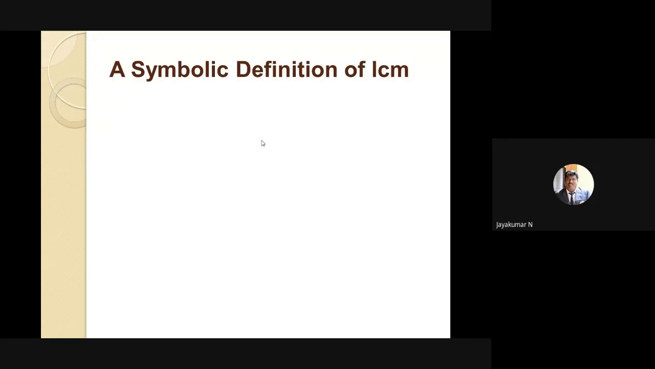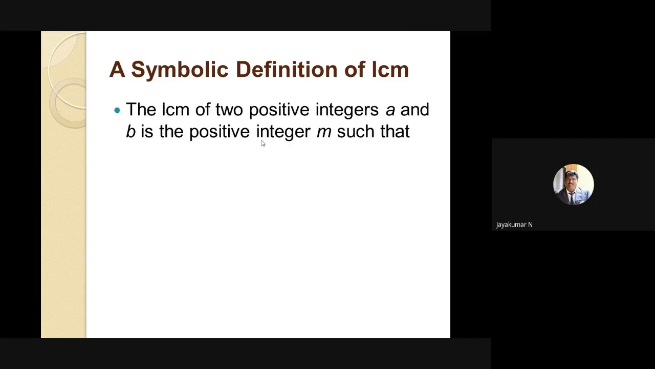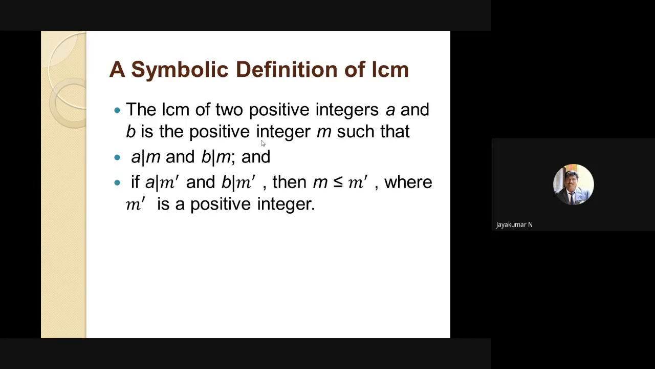Okay. After that, we saw the symbolic definition of LCM. What's the definition? LCM of two positive integers is nothing but the least positive integer which is divisible by both a and b. So the symbolic definition: we can say that m is the least positive integer, then a divides m and b divides m. Suppose any other number, say m dash, a divides m dash and b divides m dash. Definitely m dash is greater than or equal to m, where m is a positive integer. This is the symbolic definition of LCM.